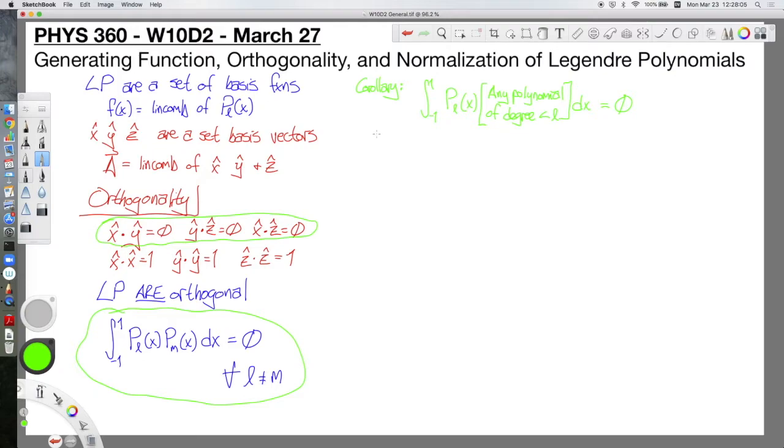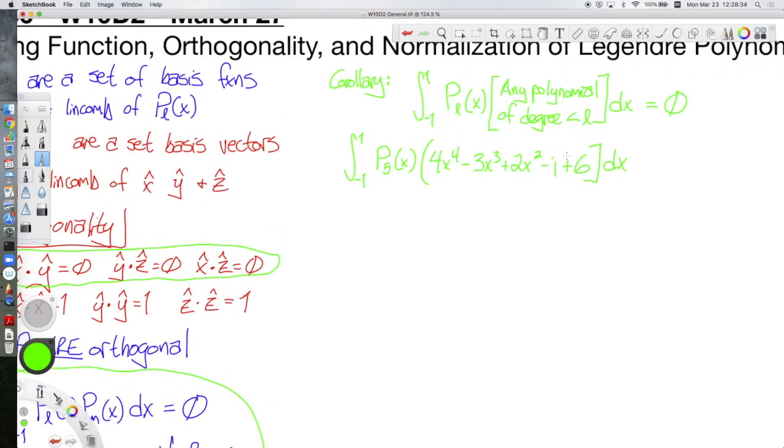So, for example, just to show you what's going on here, the integral from -1 to 1 of P5 of x times some polynomial of degree less than L. So it means we can have up to the 4th power. So let's take 4x to the 4th minus 3x cubed plus 2x squared minus 1 plus 6. Oh, those are some mismatched parentheses there. Oh, why are you like this?